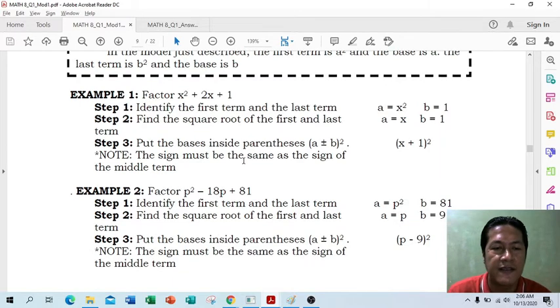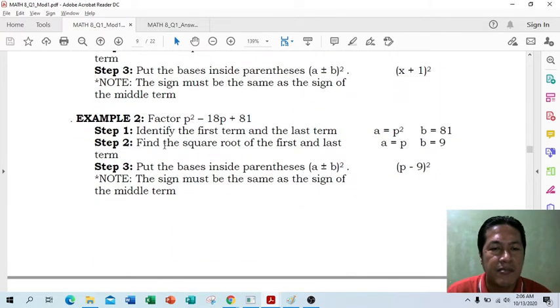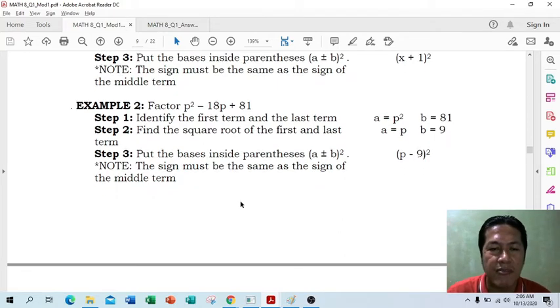Okay, next. Sample number 2. P squared minus 18p plus 81. So, p ang first term, ang second term is, ano naman? Negative 9. Na naman, negative 9 times negative 9 is positive 81. P times p squared. 2 times p times negative 9 equals negative 18p. Muna pag-check niya kung tama ba yung mukhang factors.